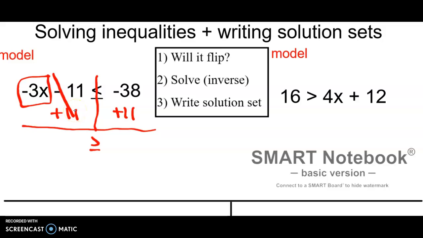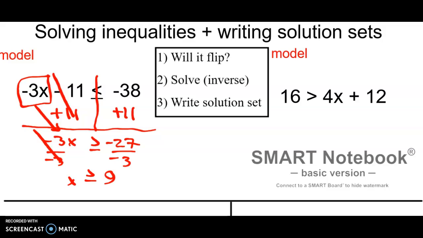Cancel these out. The negative 3x comes down. Now I'm going to take my calculator and take that negative 38 plus 11 and see what I get. And I get negative 27. I'm going to divide both sides by that negative 3. These cancel out. The x comes down. The inequality comes down. And then the answer for this, that's a negative divided by a negative, so I should get a positive 9.